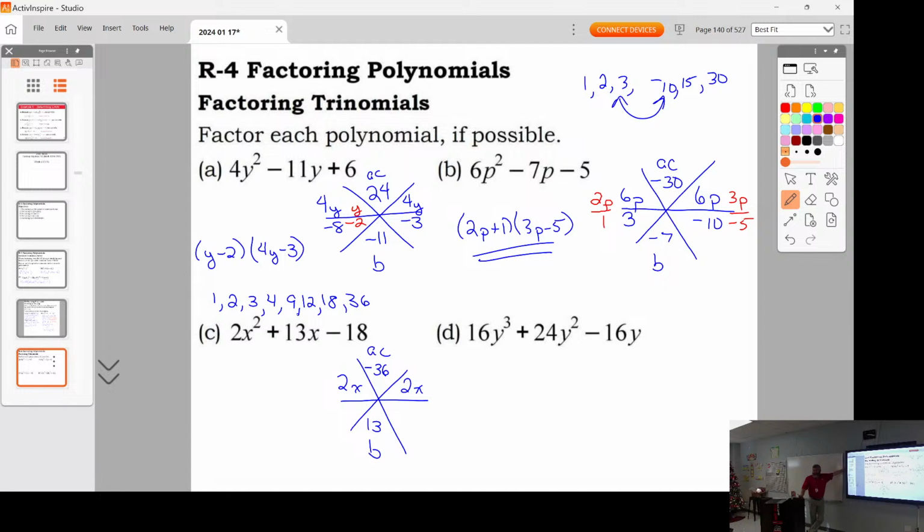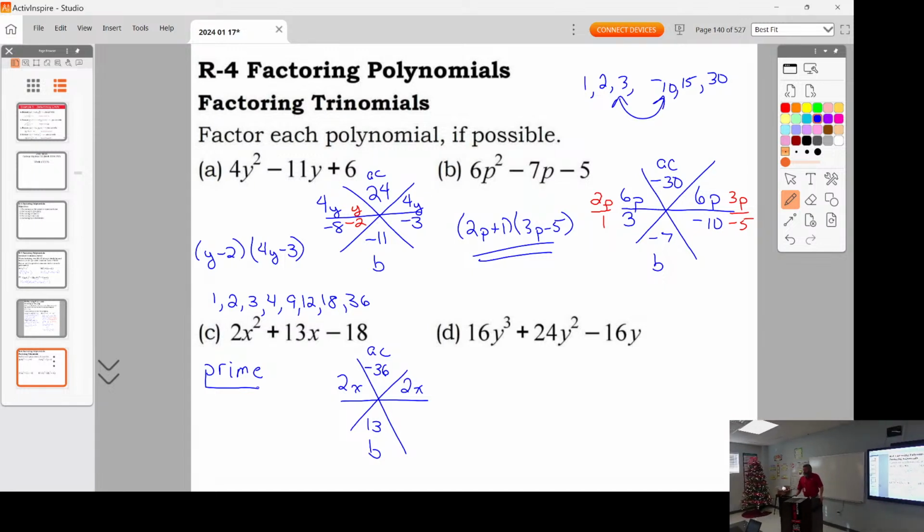So what are we going to do? We tried every possible combination, didn't we? Okay. This would be considered prime. Like the number 7, right? What can you multiply together to get 7? Just 1 and 7, right? That makes it prime.